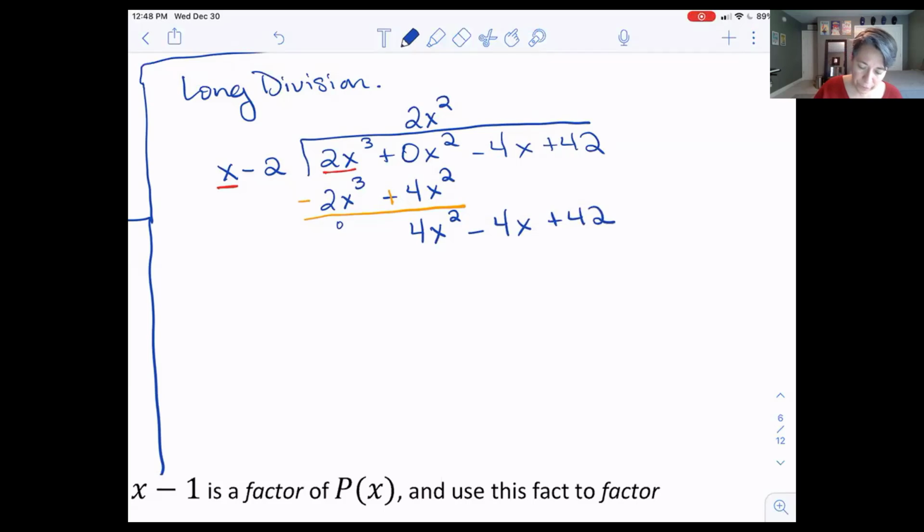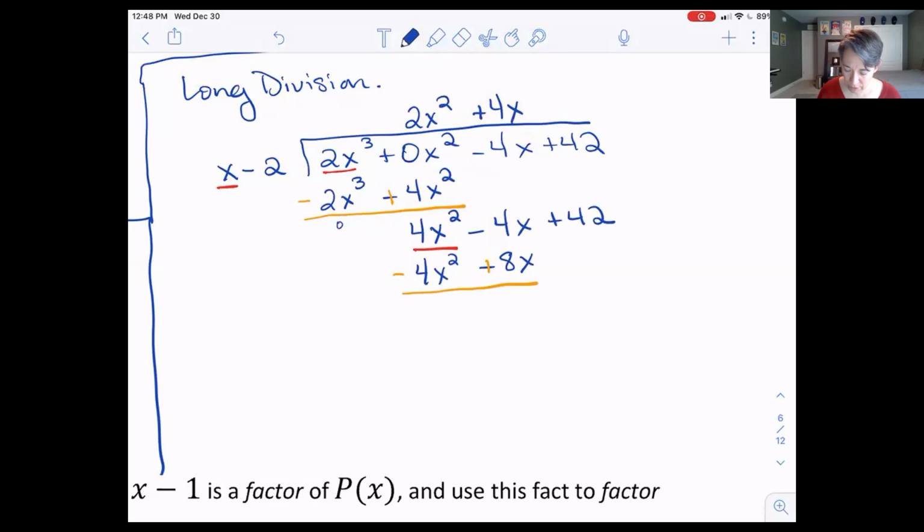And then we look at our first terms again. X times what will give us exactly a 4x squared? We're missing a 4x. So I'm going to write that here in my x column, a positive 4x. And when we distribute, you get 4x squared minus an 8x. But now we have to subtract. So we distribute that negative by changing the sign, drawing the line, and then combine.